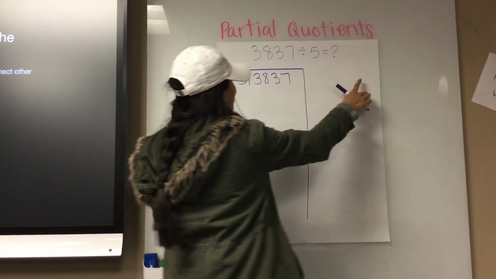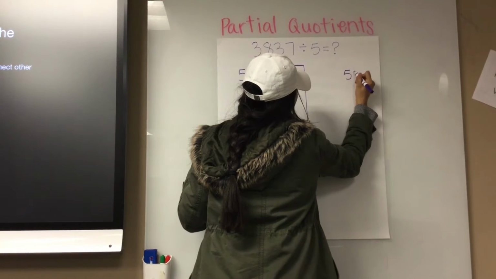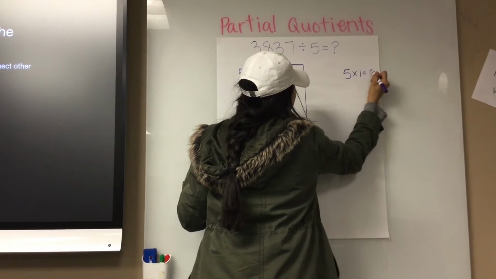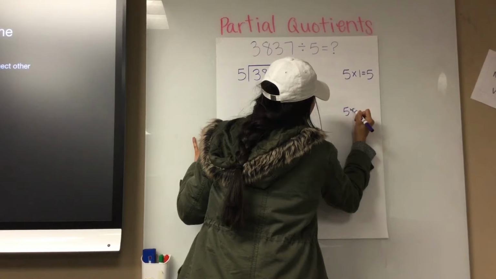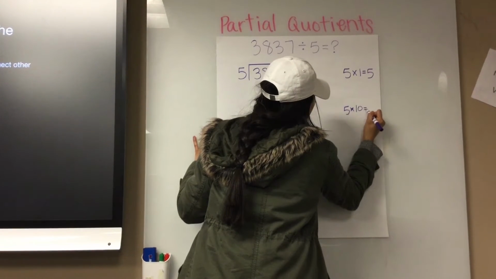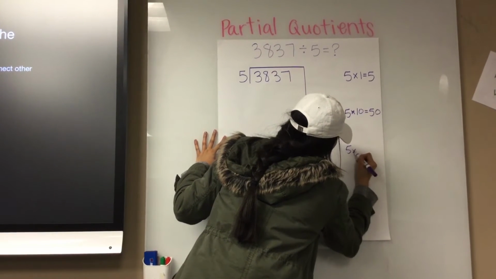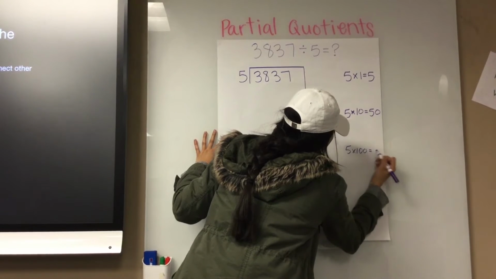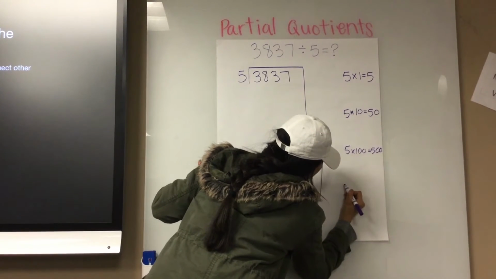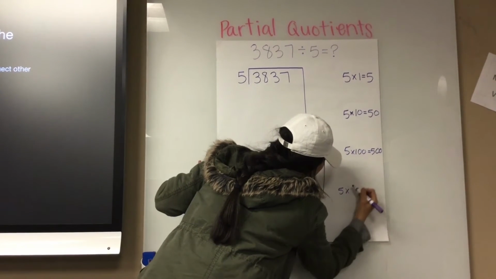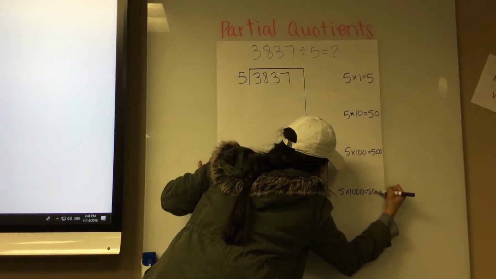On our right side, we're going to write basic multiplication problems to help figure out what can fit inside of the 3,837 number. So 5 times 1 equals 5. 5 times 10 equals 50. 5 times 100 equals 500. And then 5 times 1,000 equals 5,000. And we're leaving space in between just in case we need to use any smaller numbers.